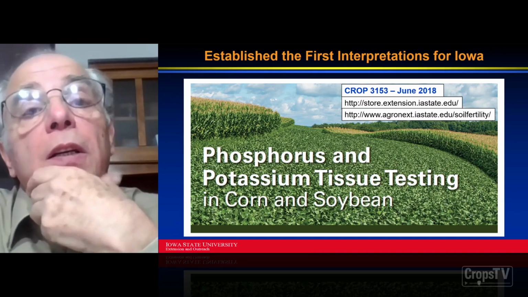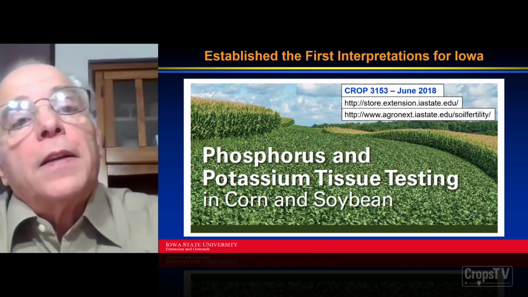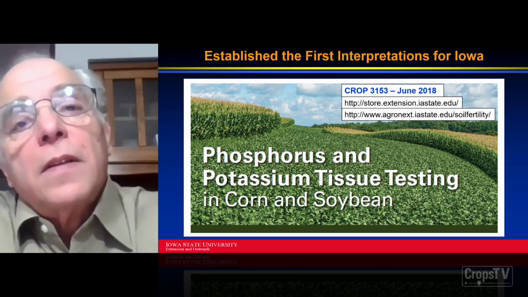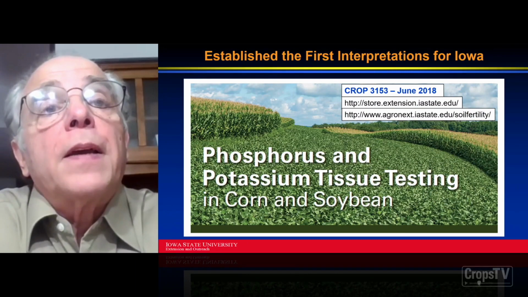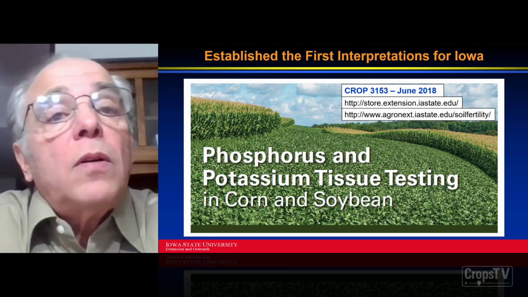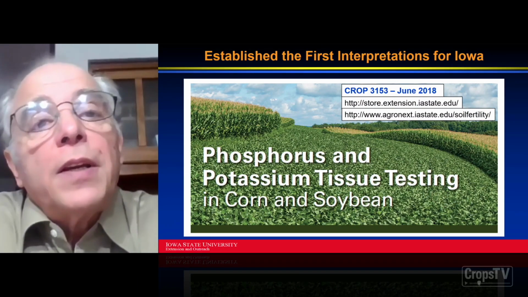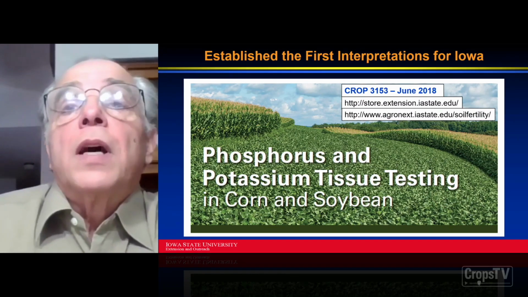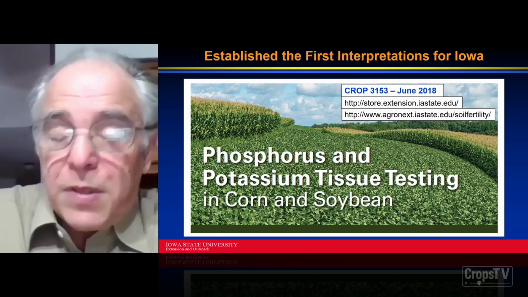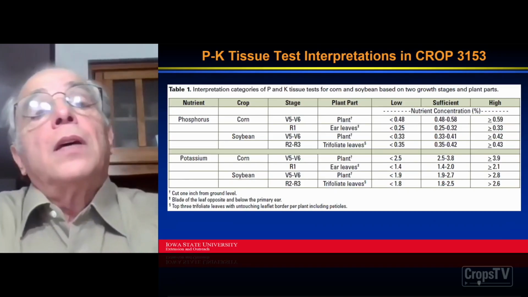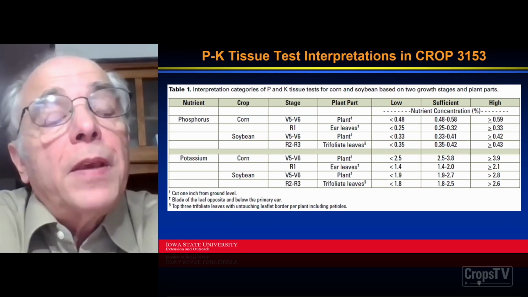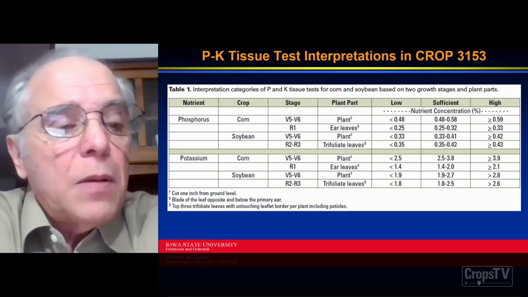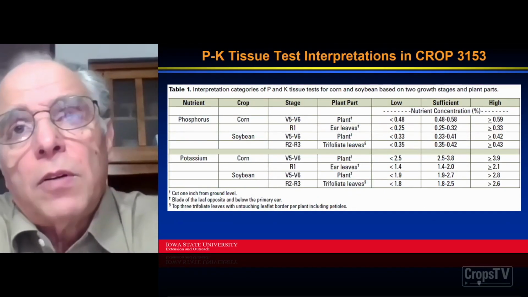There had been none, okay? Other than the nitrate corn stalk test, there had not been any guidance about tissue testing. So this is in this publication. It's available in the publication store for free to download, and it's also on our soil fertility website. Now, I put here the main thing in that publication. The publication shows these interpretations, gives some background, and also shows some data that I will show next.